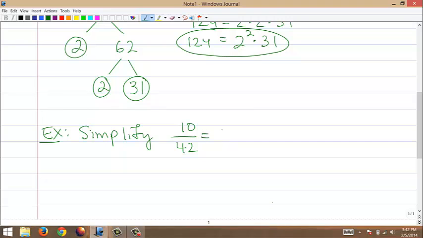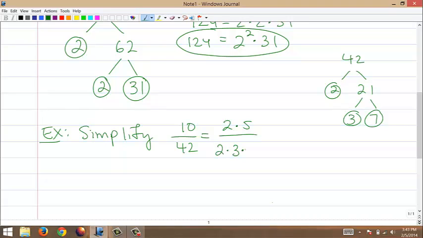So in this case, 10 in its prime factorization is just going to be 2 times 5, and 42 in its prime factorization, so I know 2 goes into 42 because it's again even. So that gives us 21. At 21, I can break into 3 and 7. And all of these guys are prime. 2, 3, and 7 are all prime. So 42 could also be written as 2 times 3 times 7.